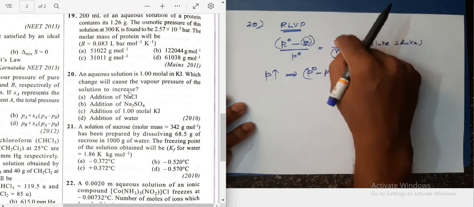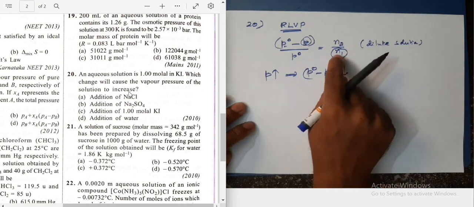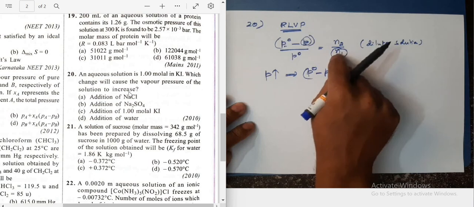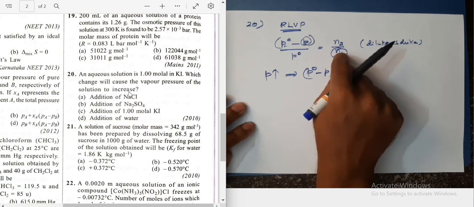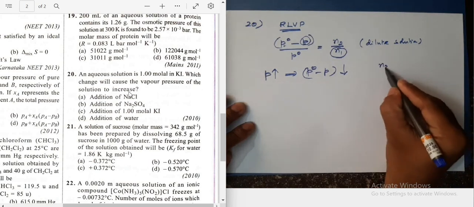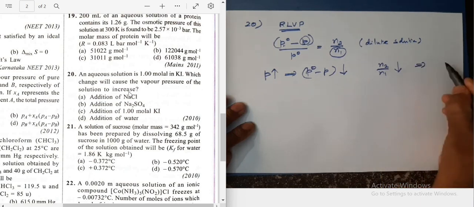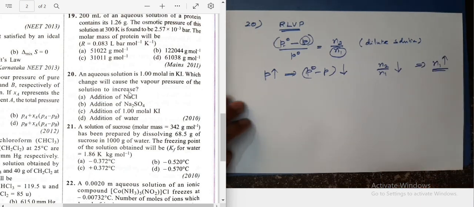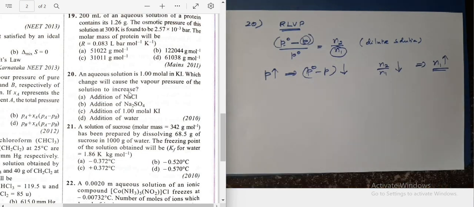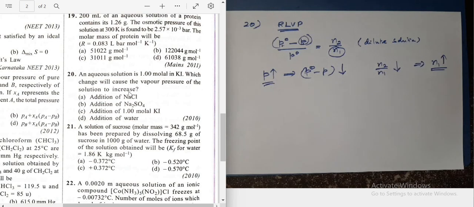either you should remove solute. It is a tough task, very difficult, but you can add more solvent. If you add more and more solvent, then the denominator quantity will increase. Denominator increases means this ratio will decrease, correct? So N2 by N1 must decrease. This is possible when N1 increases. N1 is nothing but number of moles of solvent. So if you add more solvent, very simple, the vapor pressure of the solution will increase. Is this clear, students?